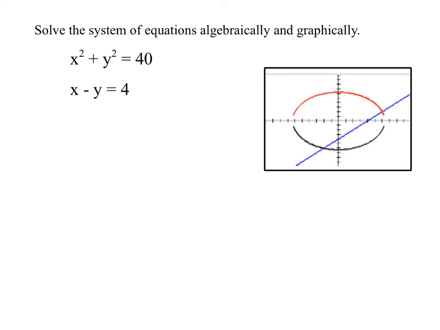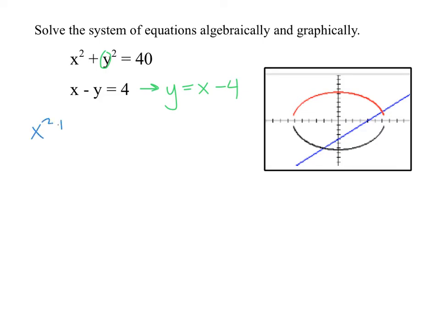So this red and black graph is the x squared plus y squared equals 40, and then the blue line is the linear equation x minus y equals 4. To start, we're going to use some substitution. So I'm going to solve the second equation for y. We will get y equals x minus 4 if we do that. Since that's what y equals, we're going to plug that in for y into the other equation.